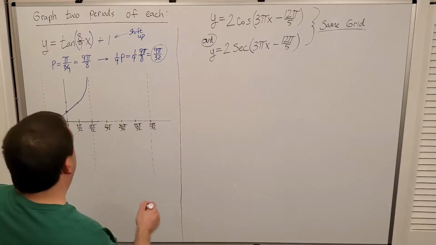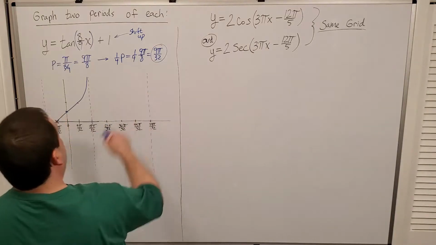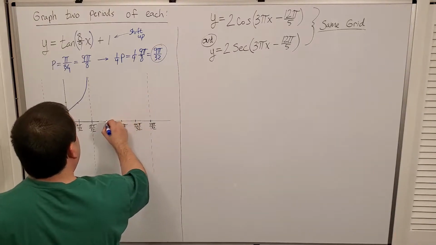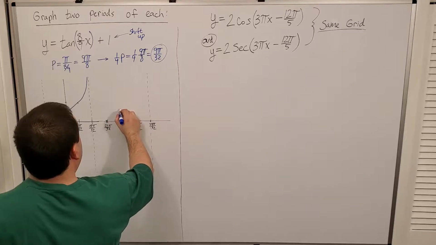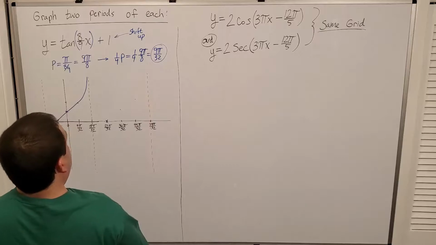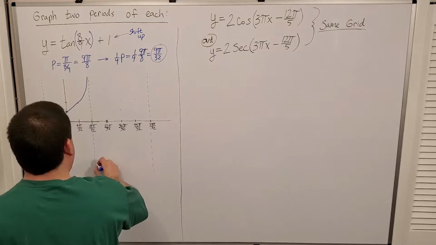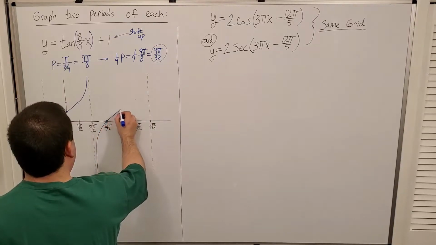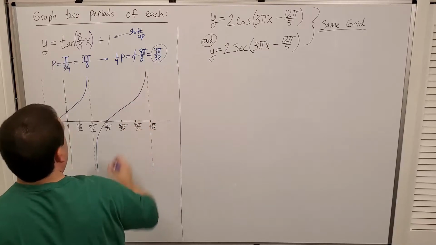And then the graph should repeat, because it's a second cycle of the same thing. So I should be going through this point, and this point, give or take. Something like that.